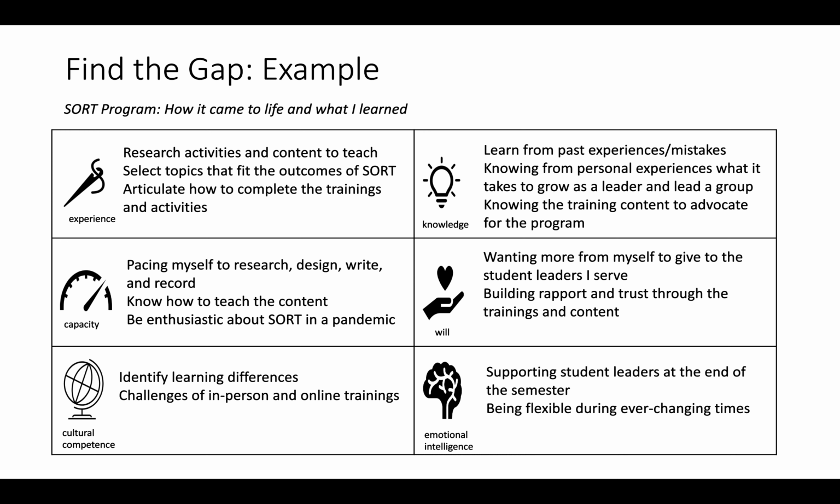I need to be able to articulate how to complete the trainings and activities because these are done virtually and everyone learns differently. So I need to be able to communicate effectively how to complete those things. Things like cultural competence. I need to be able to identify learning differences. Self-disclosure, I have a learning disability. I have a comprehension issue, and it takes me an extra long time to learn how to do things. So I need to be mindful of how I'm communicating if other people have learning differences or challenges with comprehending or just practicing a task or anything like that.